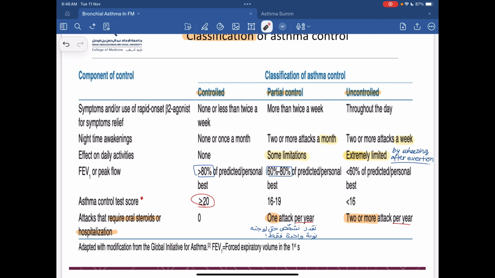So symptoms and use of rapid onset beta 2 agonist symptom relief. Do they have symptoms, and do they need to use SABA for it? Do they have nighttime awakenings? Does it affect their daily activities? How much is their FEV1? Then we see the score. Attacks that require oral steroids or hospitalization. We need oral steroids if it is something severe.